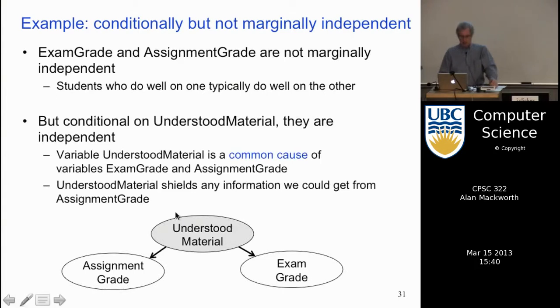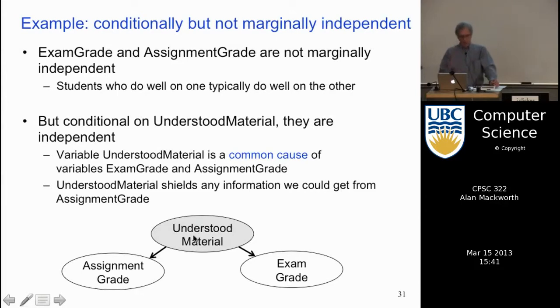But there's a common variable, right? Remember this phrase, correlation doesn't imply causation? That's what we're talking about here. There's a common causation here. Whether or not you understand the material is what's causing you to get a good assignment grade and causing you to get a good exam grade, right? So if I tell you this, that will be enough to predict the exam grade. It doesn't help to predict the assignment grade. These aren't directly related, okay? They're only related through this common cause, right?